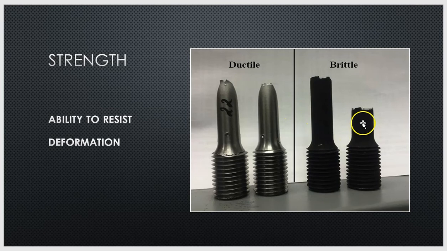Whereas the piece on the right is pretty much the same width from start to the break point. So this is what happens when your piece of steel is brittle. Instead of stretching as you bend it, it just snaps or breaks.